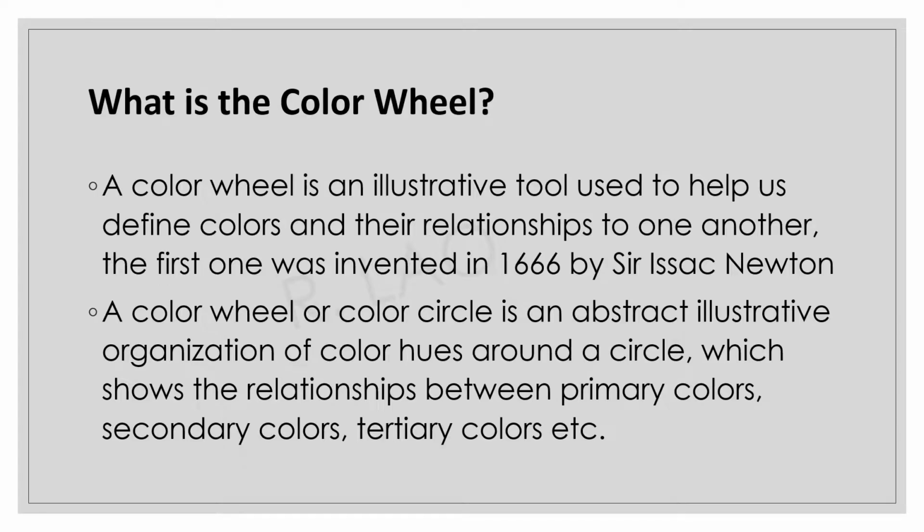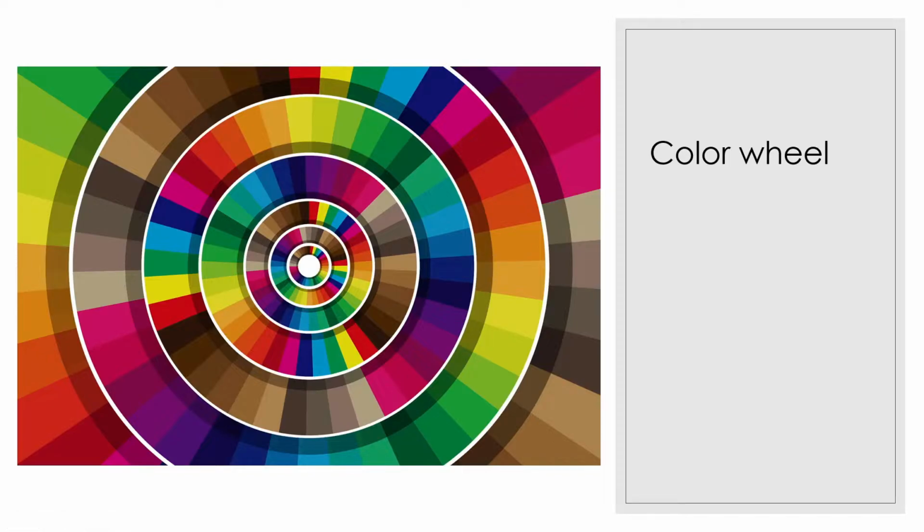So, this is what the color wheel looks like. It's a combination of different colors inside a wheel. It can't be called a color box or a circle, that's why it's a color wheel. Okay, so we will proceed to the next slide.